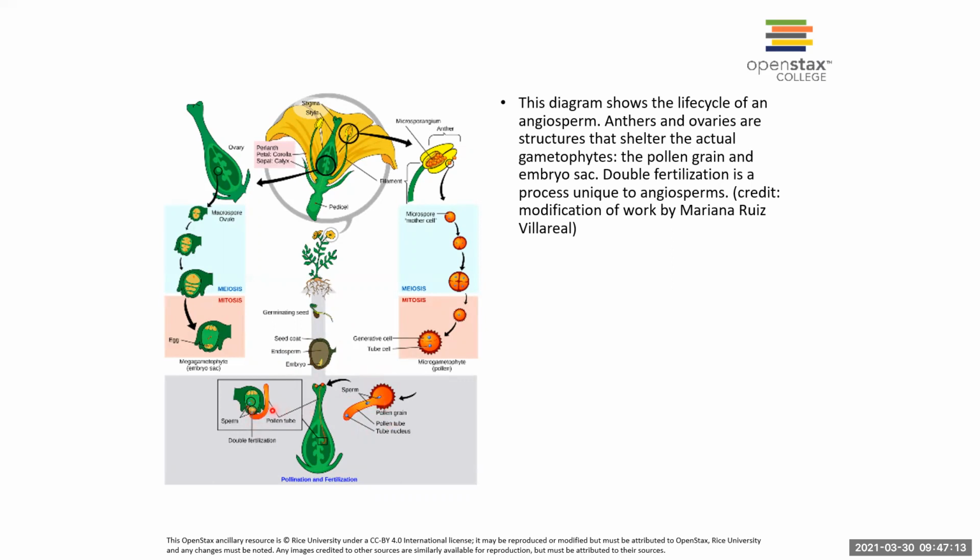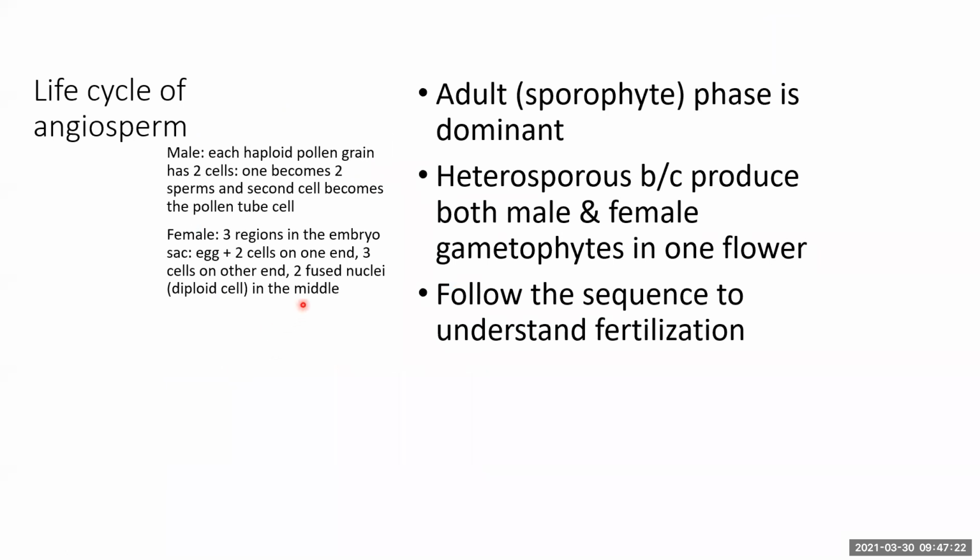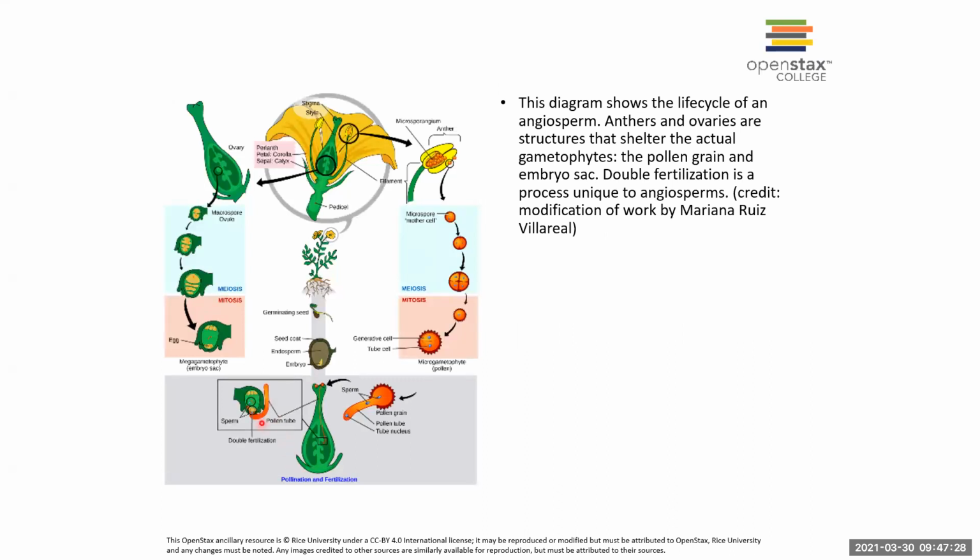Another sperm cell will fertilize the two eggs, or will join with the two eggs in the middle. And remember, we said that these two fused nuclei were diploid. So this is an event where you have two fertilizations happening at the same time, basically. So this is double fertilization.